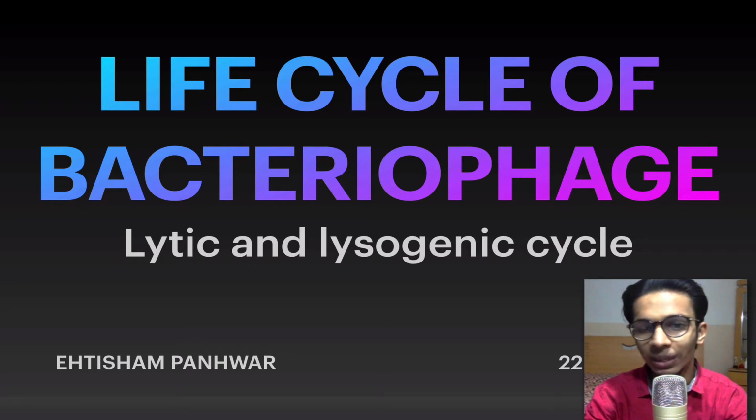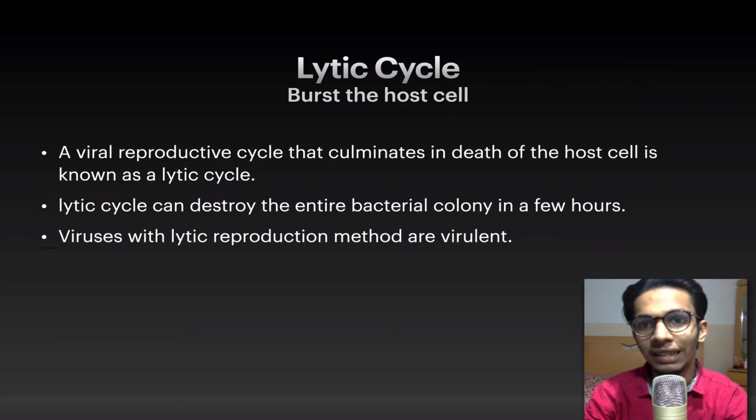So first of all, we have two types of cycle. One is the lytic cycle and the other is the lysogenic cycle. Both of these are cycles for the reproduction of the virus. A virus undergoes its reproduction in its host cell. So let's have a look at the lytic cycle.